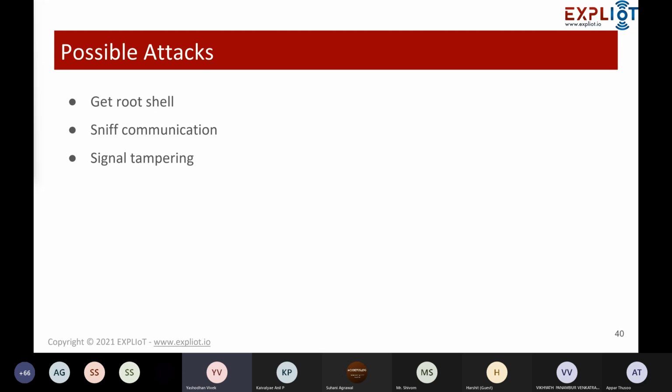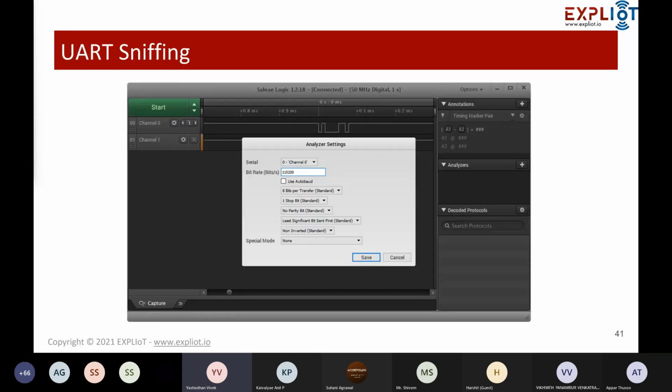Then the other way, if you're from an electronics or instrumentation background, you might have used a logic analyzer for debugging purposes, or just for finding out how your clock signals are behaving. The same device can be used by an attacker to connect to any IoT device and sniff the communication that is happening there. And that way you can tamper with the signal.